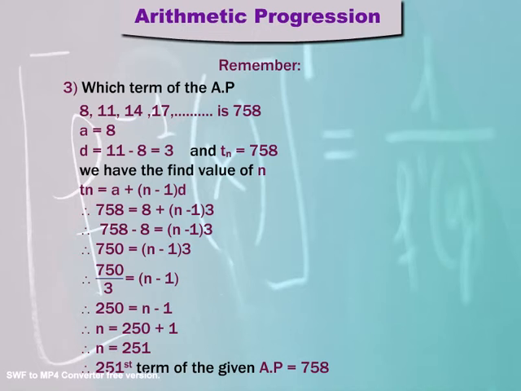Therefore, 750 equals n minus 1 into 3. Therefore, 750 upon 3 equals n minus 1. Therefore, 250 equals n minus 1. Therefore, n equals 250 plus 1. So, n equals 251. Therefore, the 251st term of the given AP is 758.